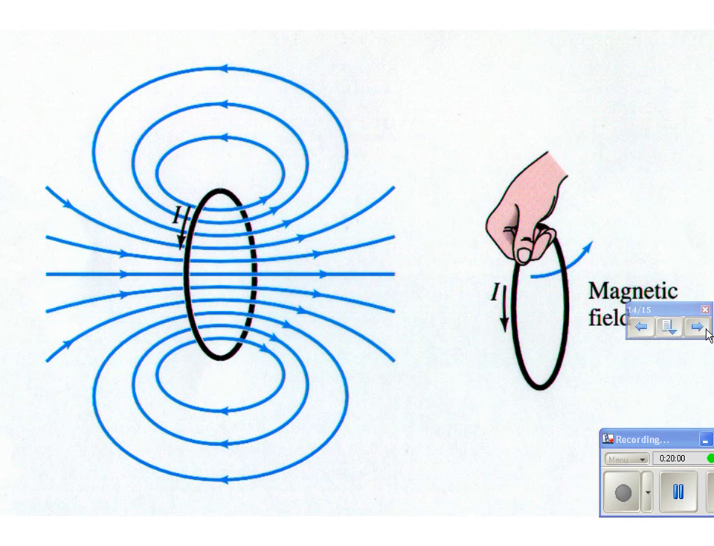Notice if I had more than one loop, and we'll talk about this more later, all of a sudden I'm starting to generate a magnetic field that looks like a bar magnet. Would this right-hand side be the north or the south pole of that bar magnet? North. Remember, the magnetic field lines go away from north and towards the south. This is one way you can create a magnet just using electricity.